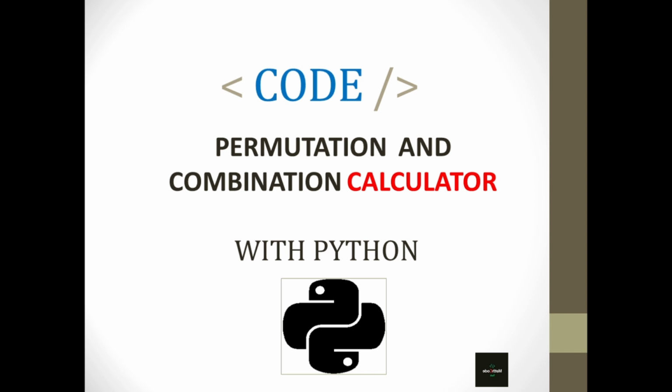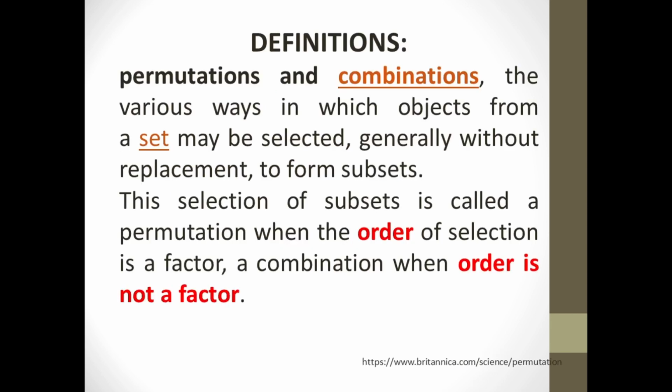In today's tutorial, we are going to learn how to build a permutation and combination calculator. Before we start coding, let's quickly go through some slides to have a basic understanding of what permutation and combination is all about. So, definitions. Permutations and combinations are simply various ways in which objects from a set may be selected, generally without replacement, to form subsets. This selection of a subset is called a permutation when the order of selection is a factor, and a combination when the order is not a factor.